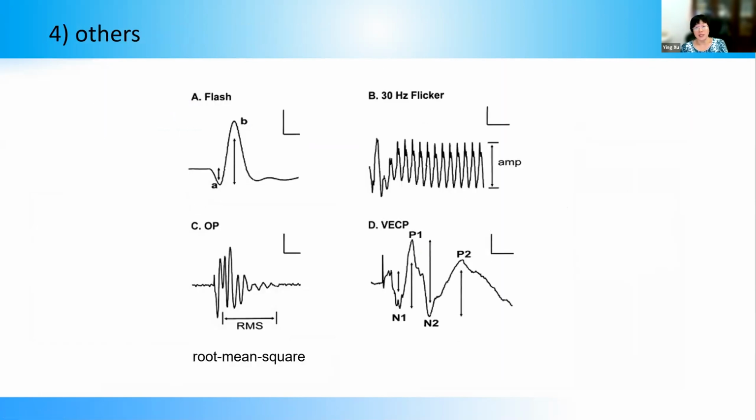And for the other components of ERG, like the flicker, OPs, or later the VEP, the simple way to measure is to calculate the average amplitude of all those peaks. For the OPs, there's also a way to calculate the root mean square of the first five peaks. But in my studies, and in other studies too, the simpler way is to find the peak-to-peak amplitude and average them for the first three obvious peaks of the OPs.